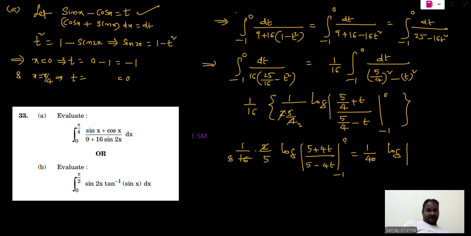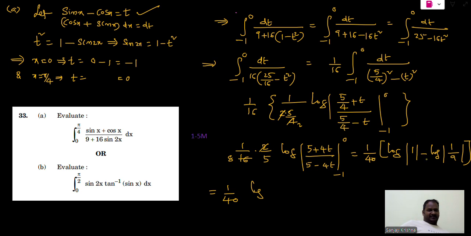See, when you substitute 0 here, 5 plus 4 zeros are 0. So 5 plus 0 divided by 5 minus 0, 5 by 5, is equal to log mod 1, minus, substituting minus 1 here. When you substitute minus 1, what do you get? Log mod 5 plus 4 into minus 1 is minus 4. So 5 minus 4 is 1, divided by 5 minus of minus 4, which is plus 4. 5 plus 4 is equal to 9. Right? So which is equal to 1 divided by 40 into log, this is log 1 equal to 0.